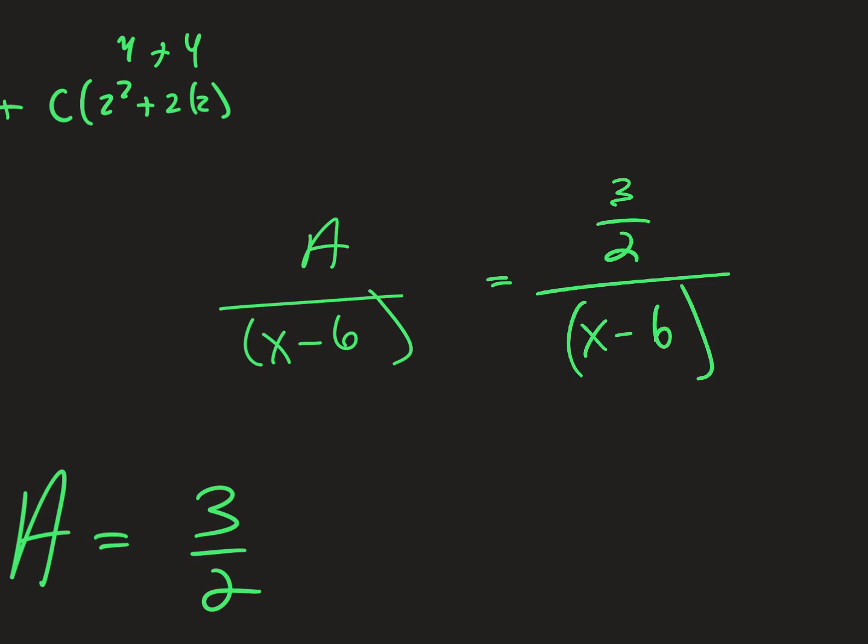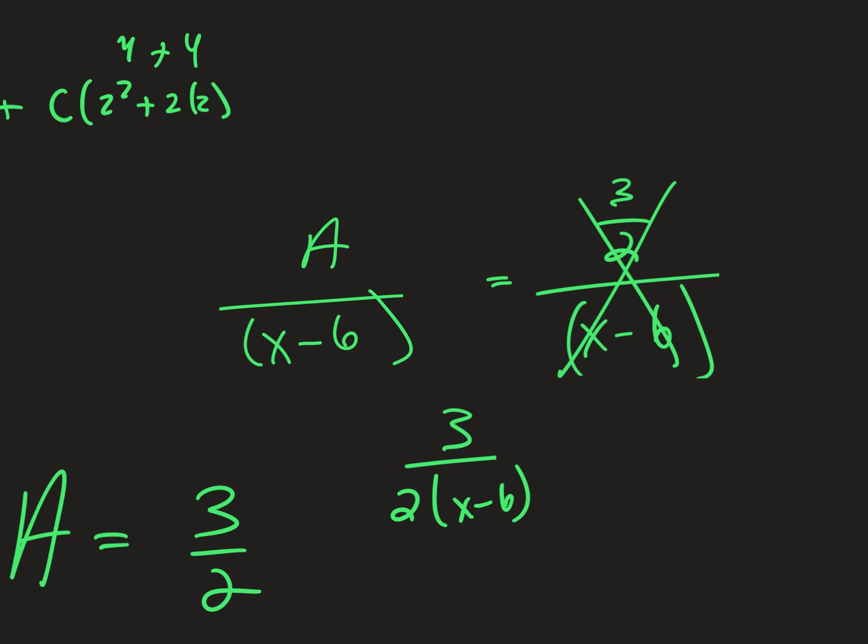How do you think I would write it if a was 3 over 2? Where would I write the 3 and where would I write the 2? Yeah, the 2 would be in the denominator. You would write it as 3 over 2 times x minus 6. If you get a fractional answer for one of your a's, b's, c's, just put the numerator in the top and put the denominator in front of the parenthesis on the bottom. Does that make sense?